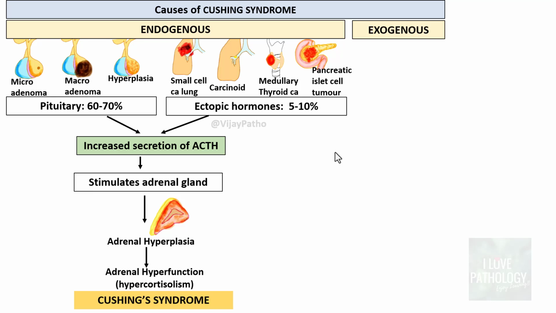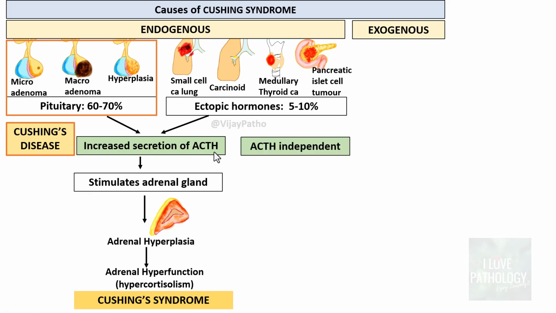So basically, Cushing syndrome is increased secretion of glucocorticoids due to any of these causes. If it is a pituitary-only cause, then it is referred to as Cushing's disease, as we described earlier, right? Adrenal hyperplasia or adrenal hyperfunction need not always be due to increased secretion of ACTH. Okay, it can also be ACTH independent.